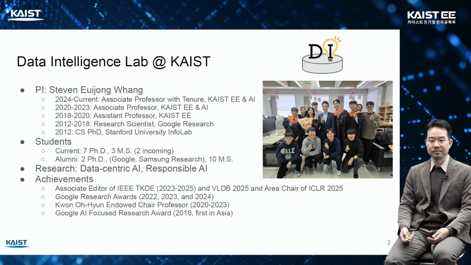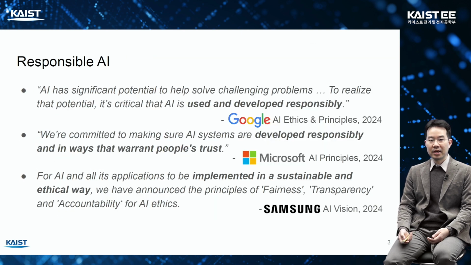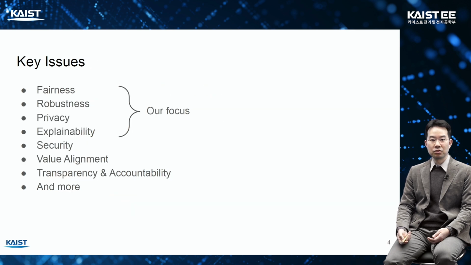details in a moment. So nowadays, as AI is used in our everyday lives, responsible AI is becoming increasingly critical. A lot of companies like Google, Microsoft, and Samsung are all emphasizing the importance of responsible AI as follows. In addition to just being accurate, it's also important to use AI responsibly and ethically and transparently, and so on. So the key issues are as follows.